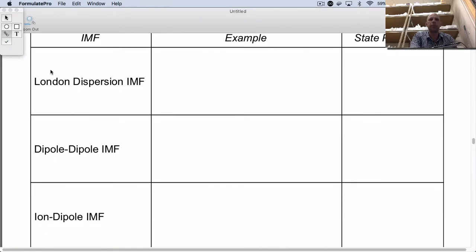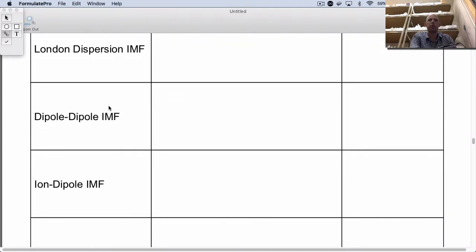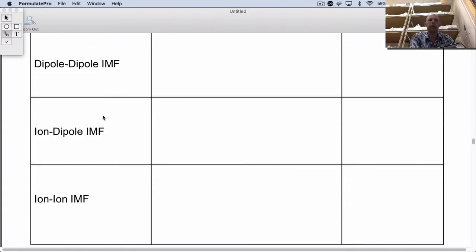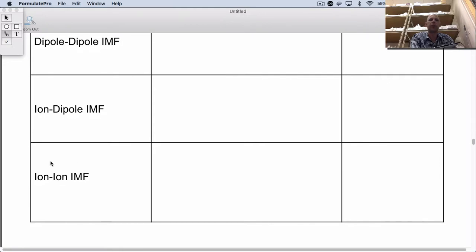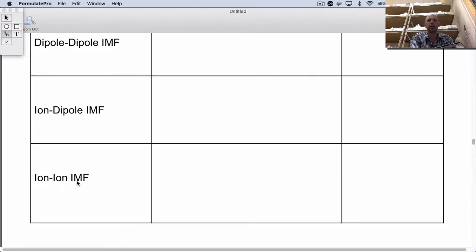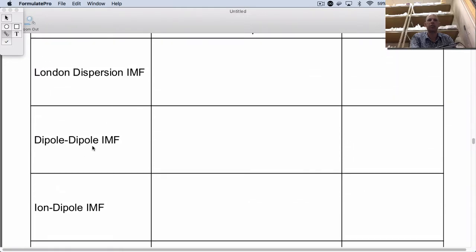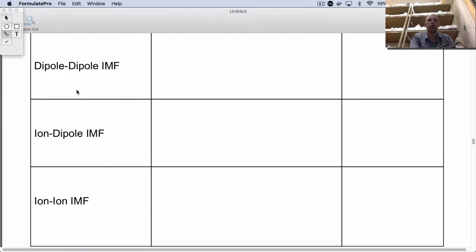And the first type is called a London dispersion intermolecular force. Then we have a dipole to dipole intermolecular force. Then we have an ion to dipole intermolecular force. And then we have an ion to ion intermolecular force. Okay? And these are listed from weakest to strongest.